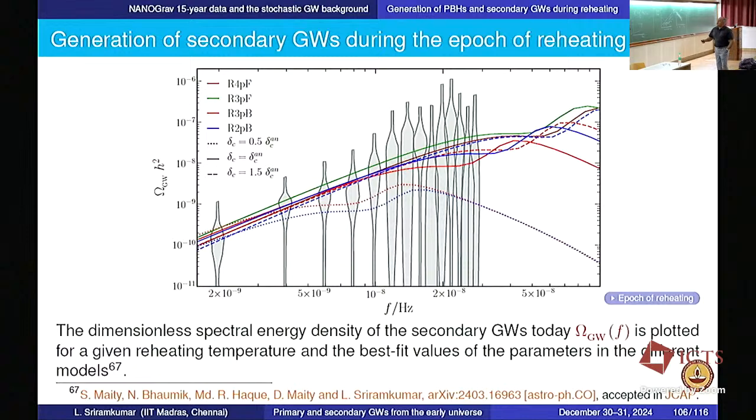And you focus on these models, for instance, R4PF, which is the solid red curve, which fits the data fairly well. And if you look at the solid one, which corresponds to delta C of AN, or this dashed curve, these red curves fit the data fairly well.